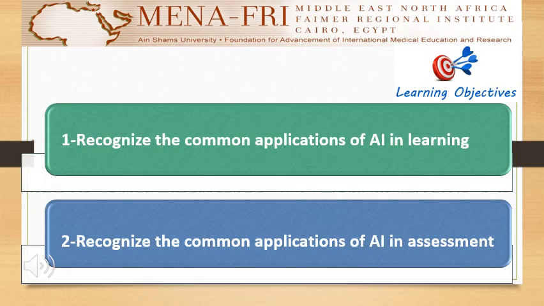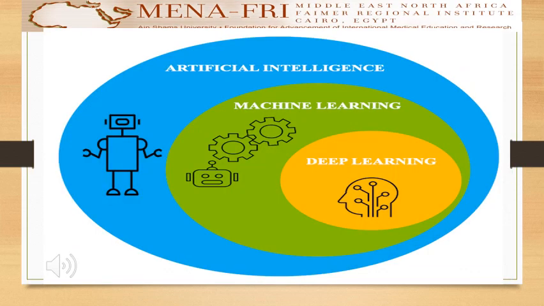Today, our learning objectives are to recognize the common applications of artificial intelligence in learning, and recognize the common applications of artificial intelligence in assessment. Let me remind you with this figure, which was discussed during the first week: we have the umbrella of artificial intelligence that includes inside it machine learning and deep learning.